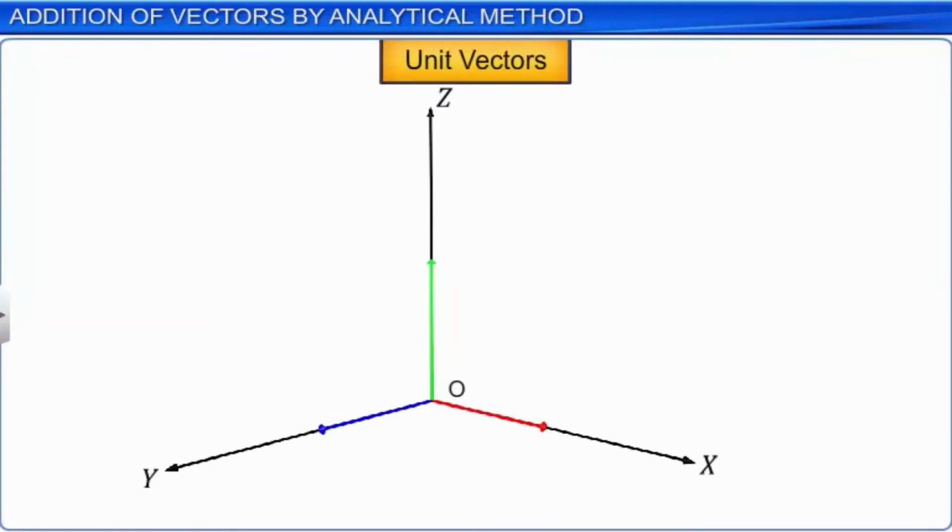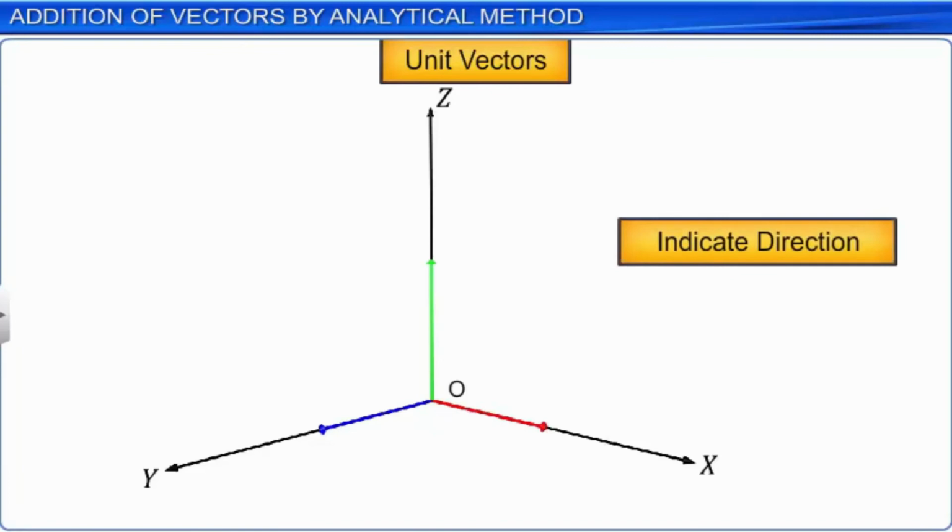They only indicate direction. Unit vectors along the direction of the x, y, and z axis of the rectangular coordinate system are denoted by i cap, j cap, and k cap respectively. These three unit vectors are perpendicular to each other, as the three rectangular coordinate axes are perpendicular to each other.